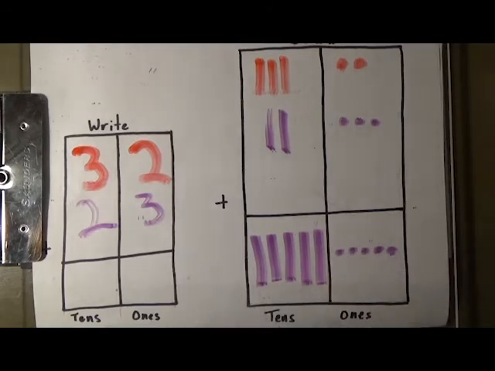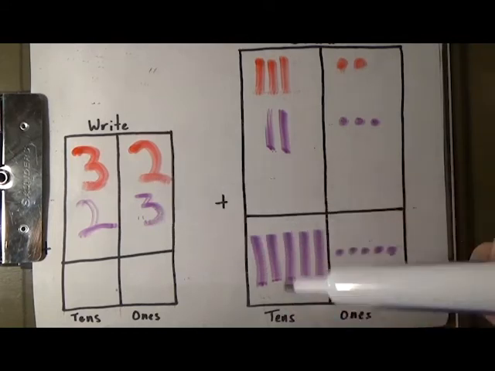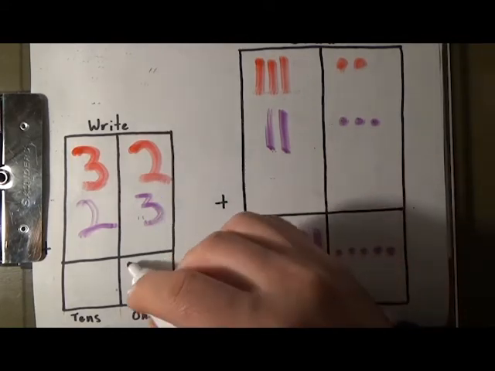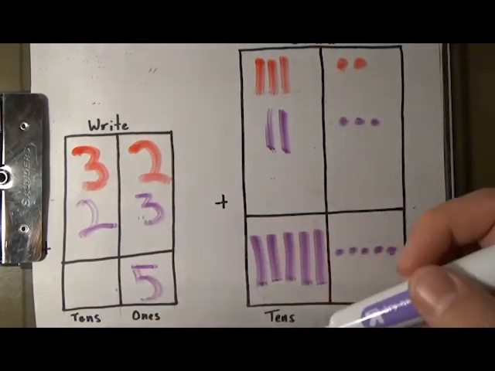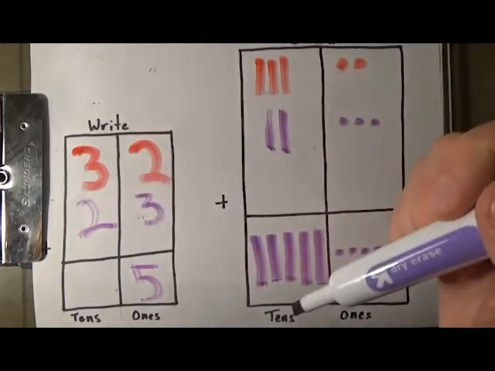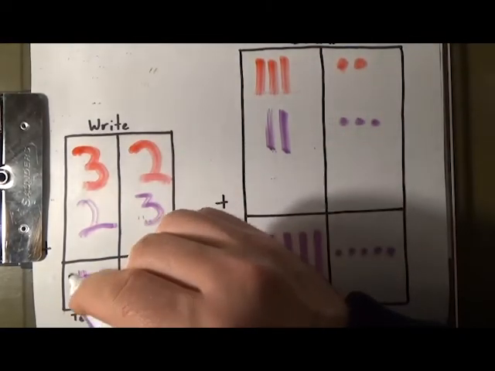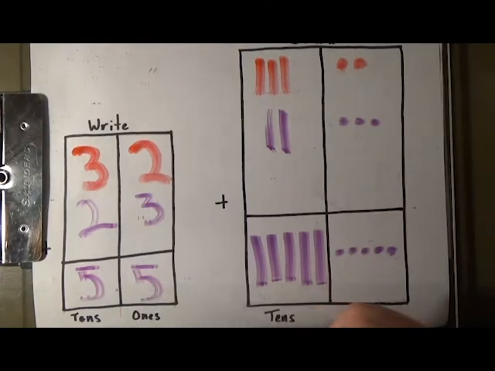Let's check it out over here. So we have 2 plus 3. That makes 5. And then we have 3 plus 2, which of course also makes 5. So we have 5 tens and 5 ones, which is 55. Does that look like what we said it was going to be over here? It sure does. Let's keep going.